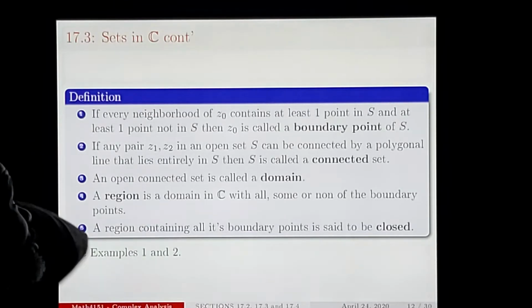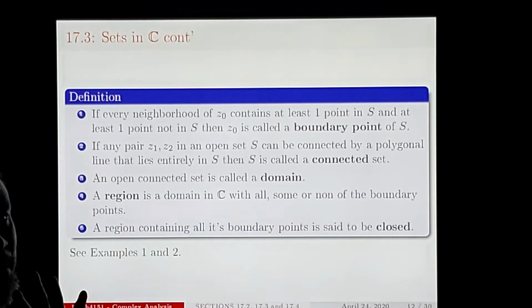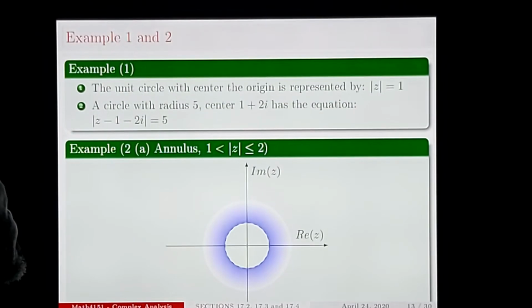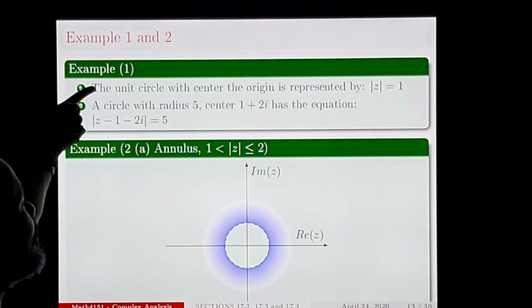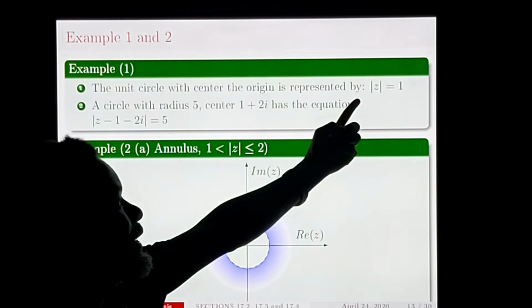Now here in this section, we only look at two examples. Well, we say two examples, but they have part A, part B, part C, and so forth and so on. Okay? So pay attention. Now, the first example is, well, actually part 1, part 2. So the unit circle with the center, the origin, is represented by this.